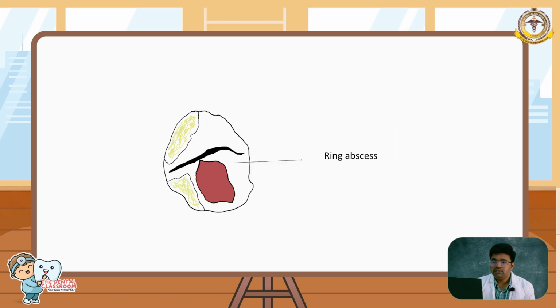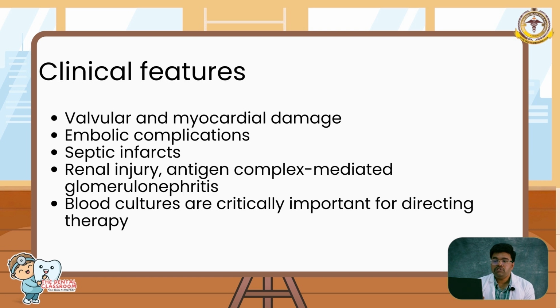This is a picture showing mitral valve. We can see multiple vegetations along the line of closure which is spreading into the adjacent areas. Clinical features: there can be valvular and myocardial damage leading to murmurs also. There can be embolic complications and septic infarcts. The antigen antibody complexes can be deposited in the kidney, can lead to glomerulonephritis, renal failure and death. Blood cultures are important in directing therapy.